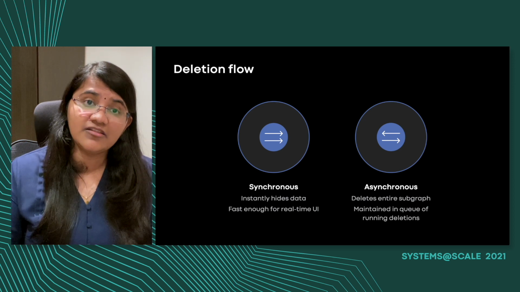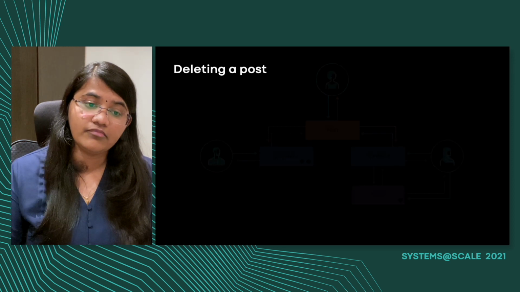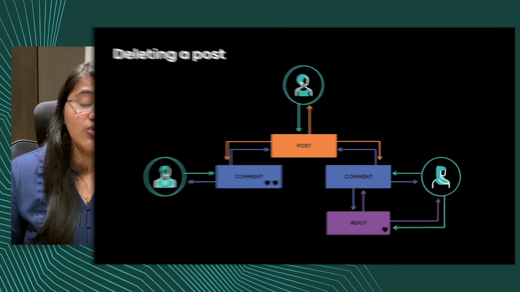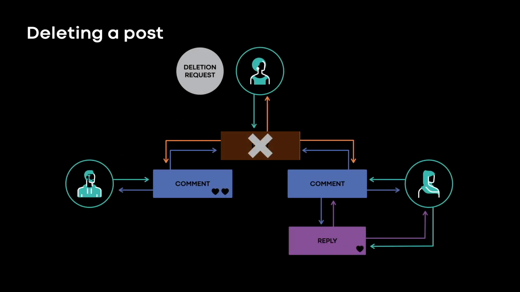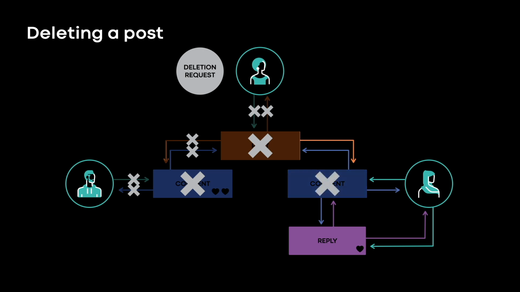Let's understand this better with an example. Now, when a user deletes a post, the post is deleted in the synchronous part. The comment and the replies associated with that post are hidden. Now, the asynchronous job is initiated, which deletes the rest of the graph. The relationship between the post and the comment is deep in nature. Hence, when the post is deleted, the comment is also deleted.